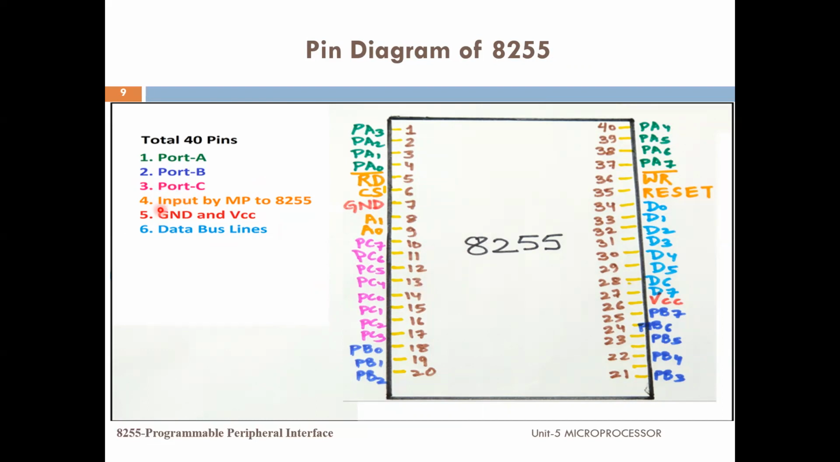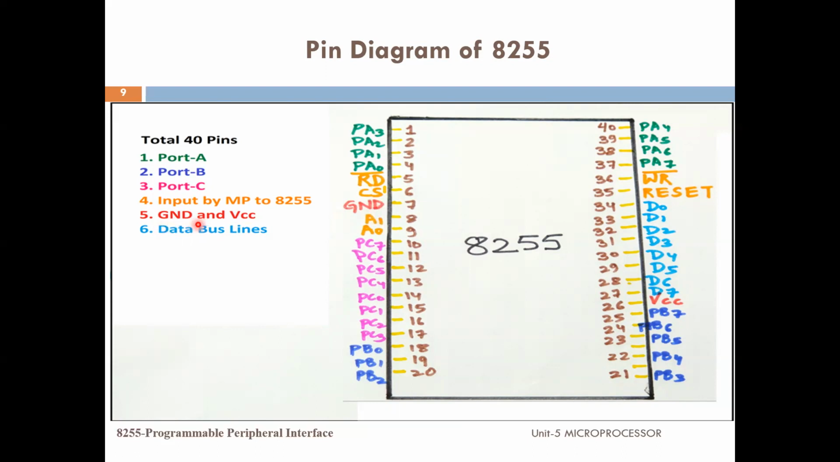We had already discussed the inputs from the microprocessor to the 8255. Like we have the active low read signal, which is available at pin number 5, the active low write signal, which is available at pin number 36, the chip select input at pin 6, reset at pin 35, and some of the address lines which are used to select the ports, port A, B, and C, and the control word register.